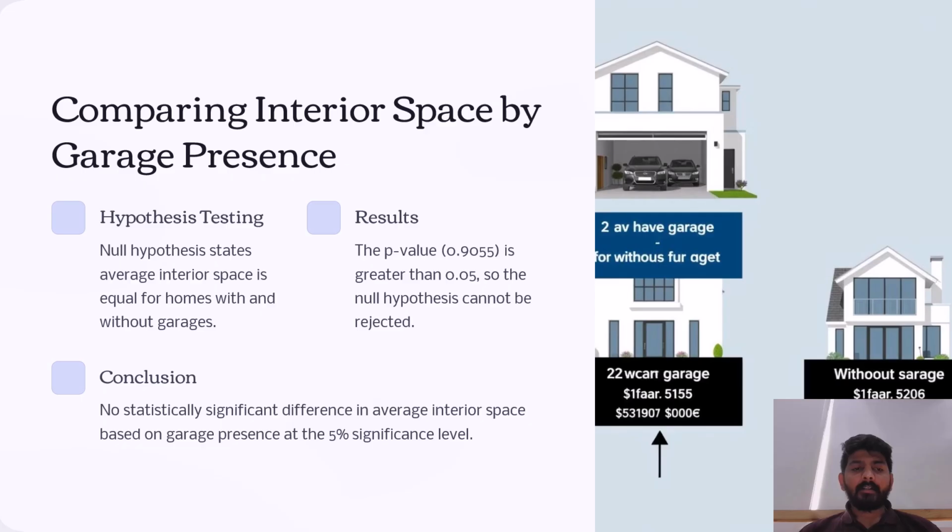On this slide, I discuss comparing interior space by garage presence. We tested the hypothesis that interior space differs between homes with and without garages. The results show a p-value of 0.9055, well above the 0.05 threshold. Thus, we cannot reject the null hypothesis, meaning there is no significant difference in interior space based on garage presence.